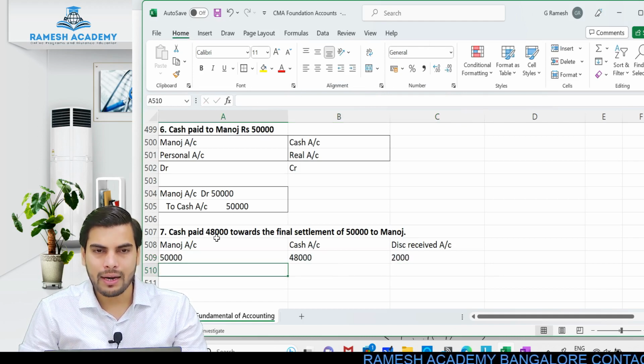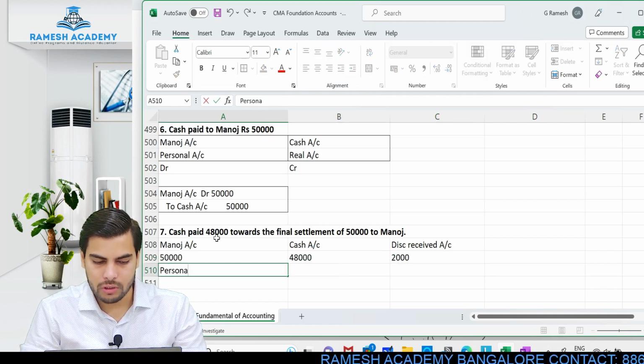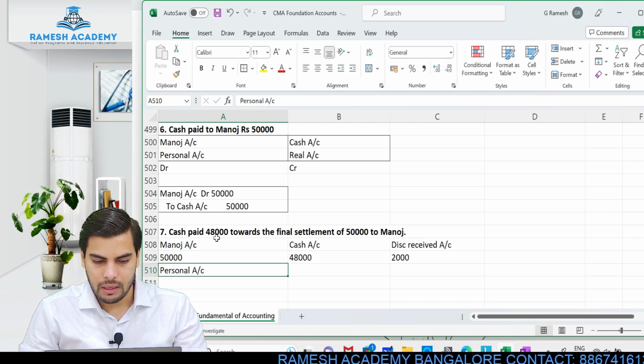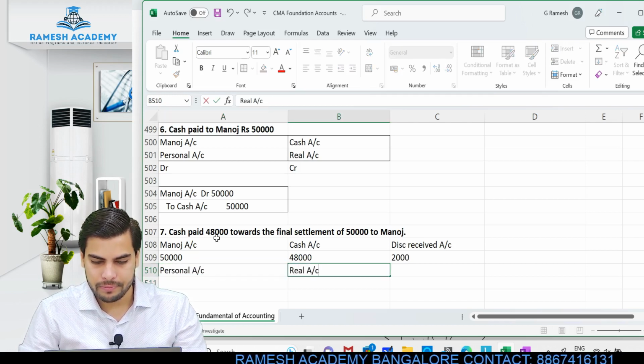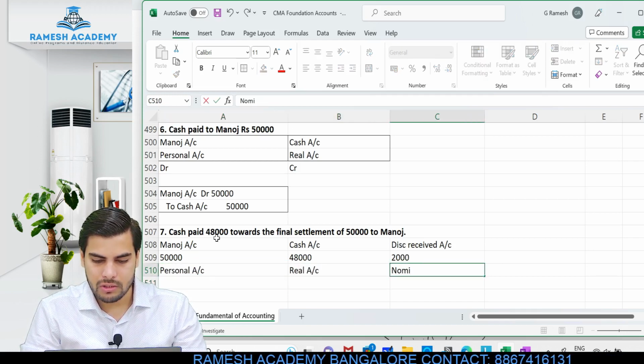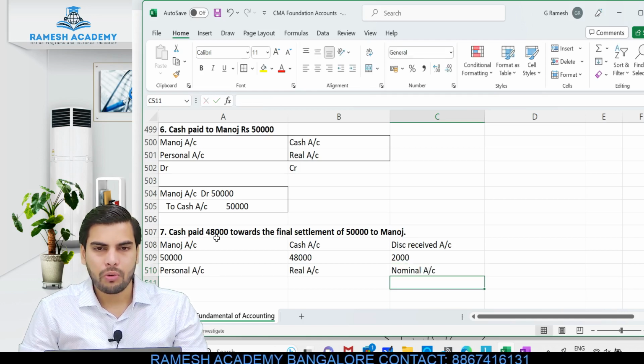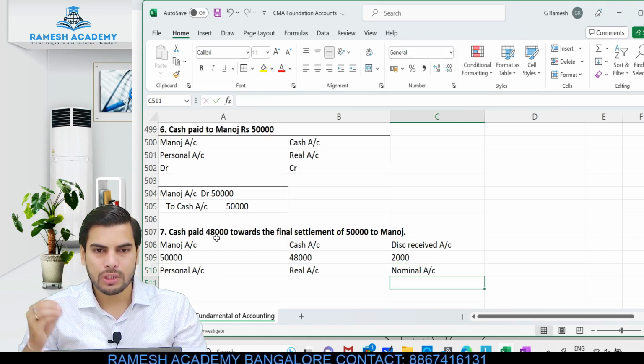Now we just need to classify. Okay, so Manoj, we already know this is a personal account. Cash, we know that it is a real account. And what about discount received? This is a nominal account. Discount received is income for us. The place wherein I was supposed to settle 50,000, I am settling only 48,000.